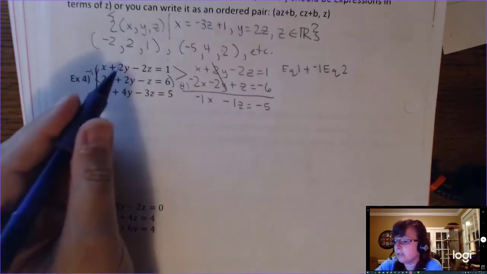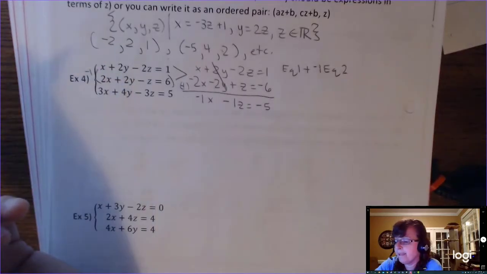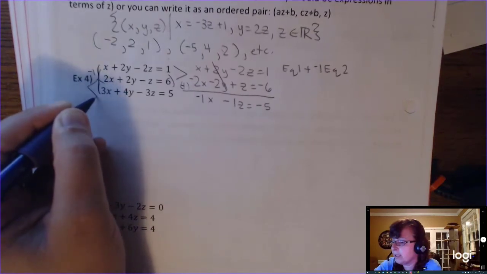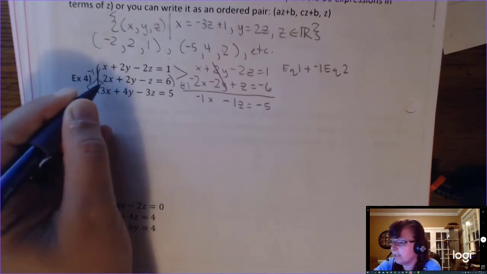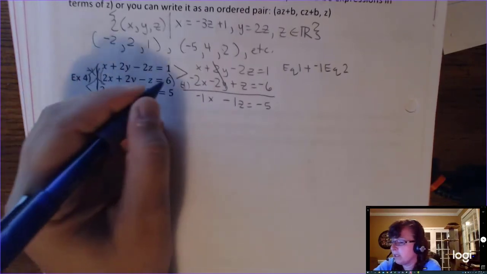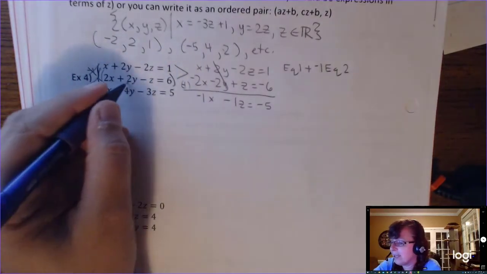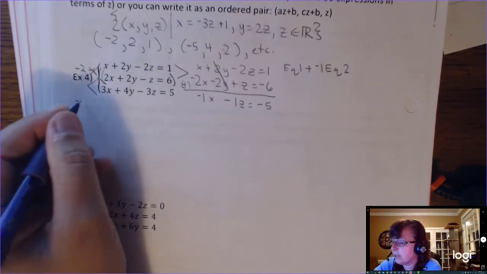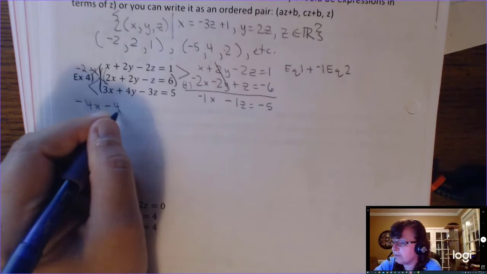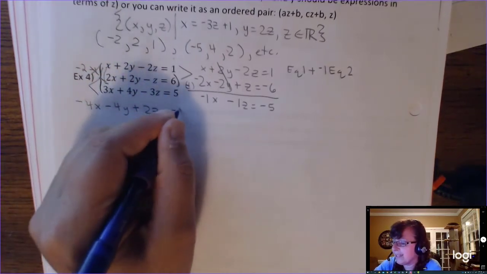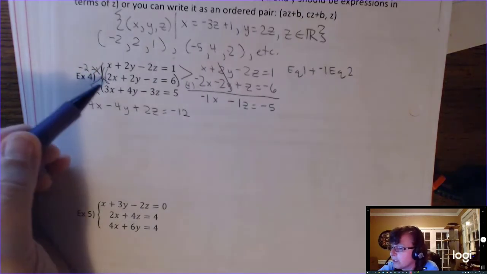Now I need to pick two more of these and get rid of the y again. So I'm going to pick equations 2 and 3 this time, but I'm going to need to multiply equation 2. Don't worry that I already multiplied it once by negative 1. Just go back to the beginning. Now I'm going to multiply equation 2 by negative 2. So that would give me negative 4x minus 4y plus 2z equals negative 12. Check your work.